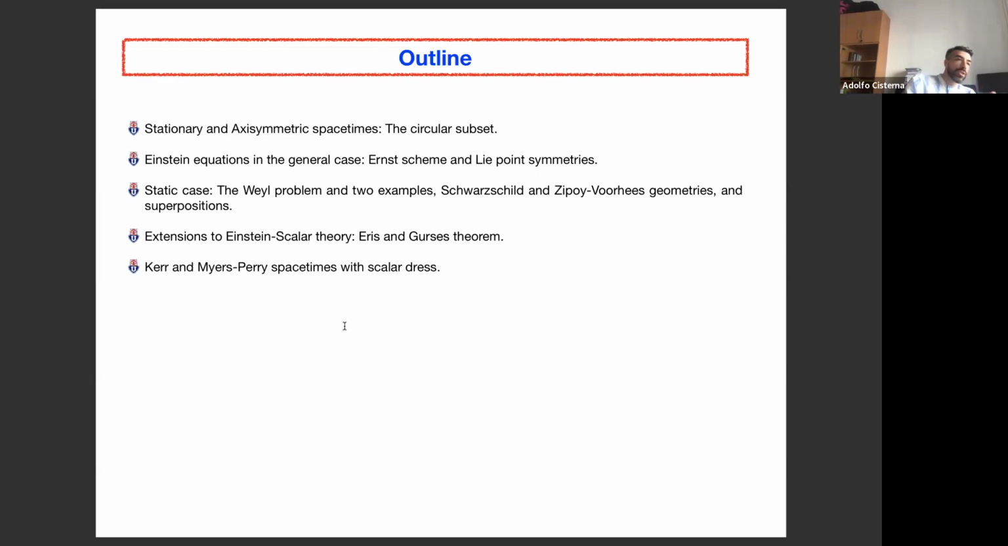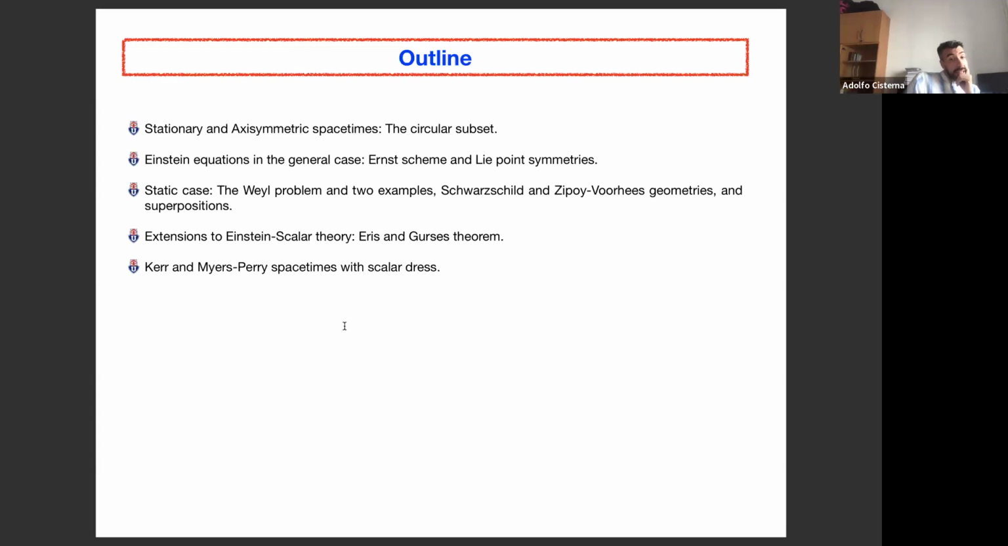We will see that there is a connection between Weyl metrics and space-times that are supplemented with a minimally coupled scalar field. And two important examples to understand the logic behind solving the Weyl problem are the Schwarzschild metric and a metric called the Zipoy-Voorhees space-time, which is a generalization of Schwarzschild with multiple terms. It's like an axisymmetric generalization of Schwarzschild.